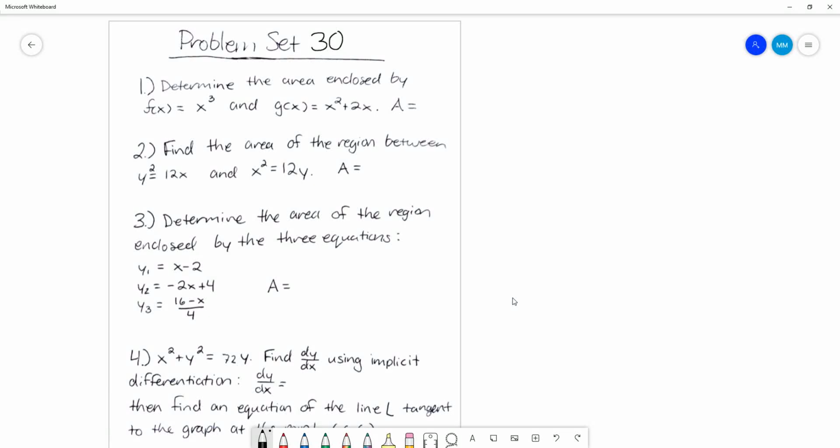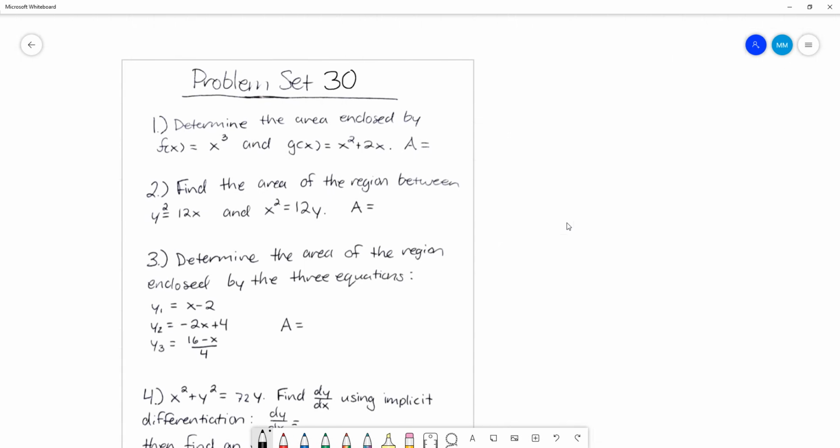All right, welcome to problem set 30. This is our last one, so that's exciting. We're almost all done. We're of course going to just start off with number 1 here.